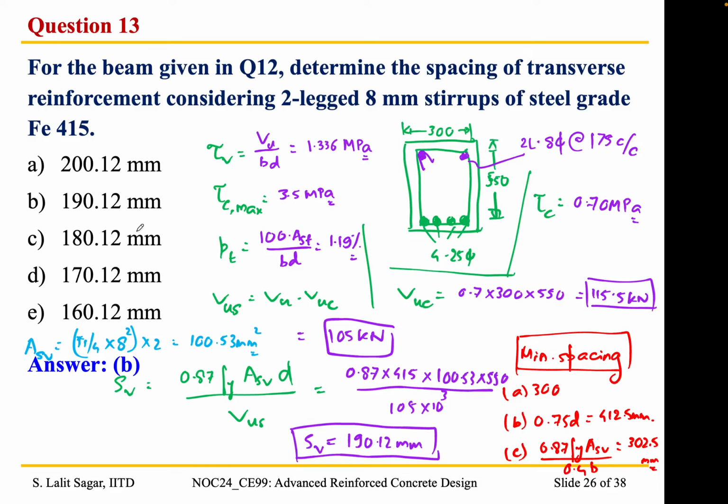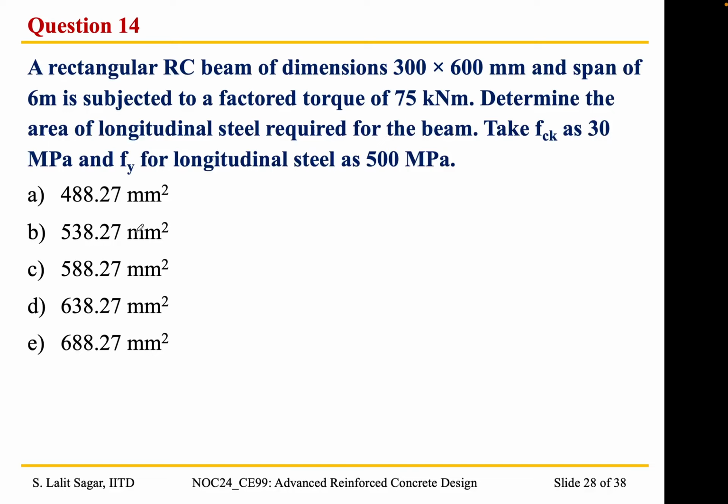Okay, without any further delay, we will move to the next problem, and we are going to solve a few questions on torsion. So we consider the same rectangular RC beam. It is subjected to a factored torque of 75 kilonewton meter. Determine the area of longitudinal steel required for the beam. Take fck as 30 MPa and fy as 500 MPa. Kindly take 2 minutes and let me know what would be the correct answer.